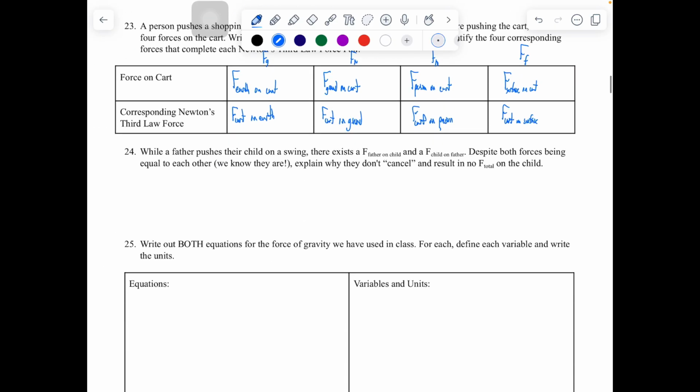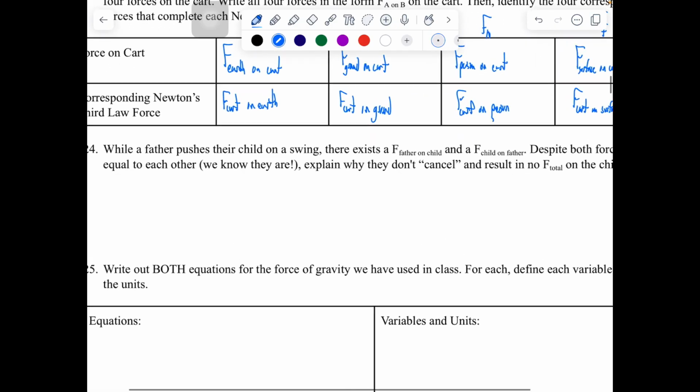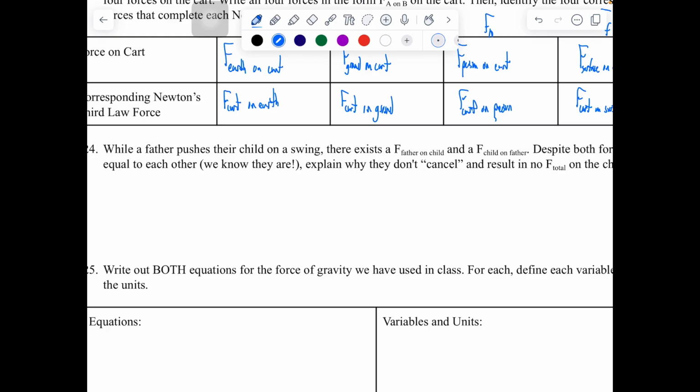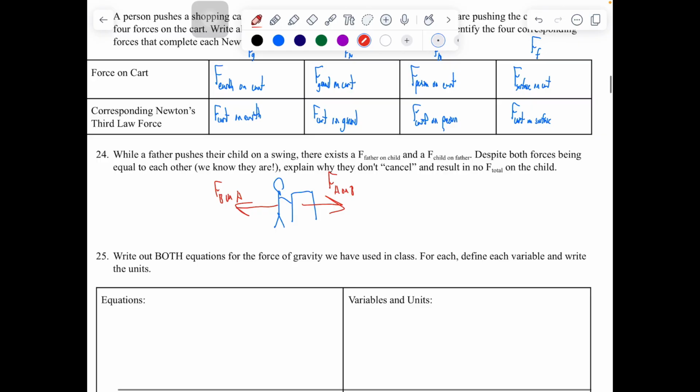A father pushes their child. There's a force of the father on the child and a force of the child on the father. They are equal, so why don't they cancel out and result in no total force? Well, the forces act on different objects. Say you are pushing on some box. You apply a force on the box. This is the force of you on the box, A on B. That same force gets applied to you, not the box. This is the force of B on A. So the forces happen on 2 different objects.